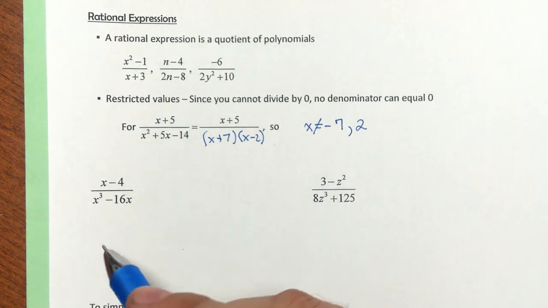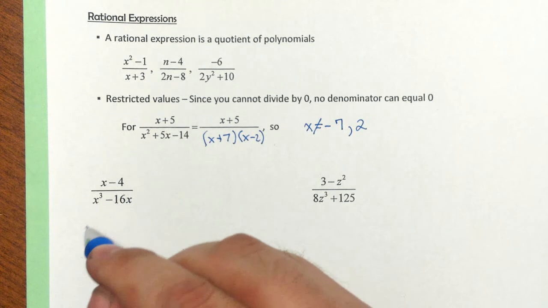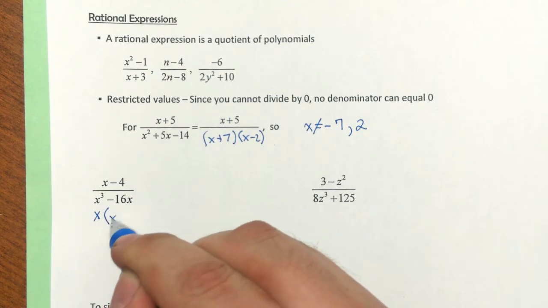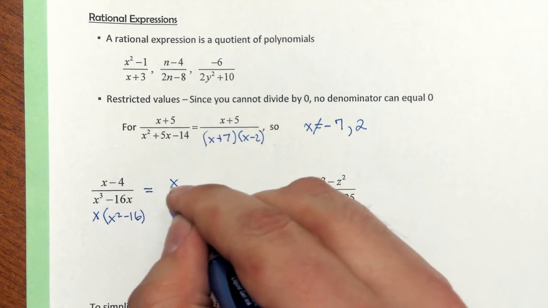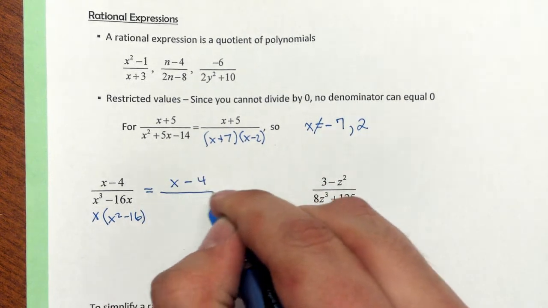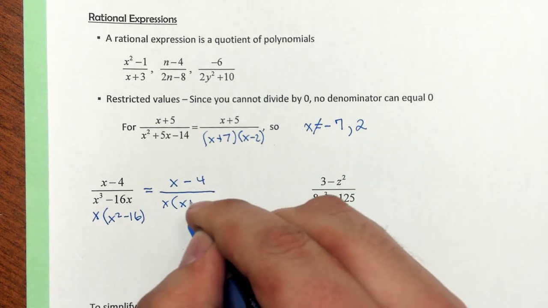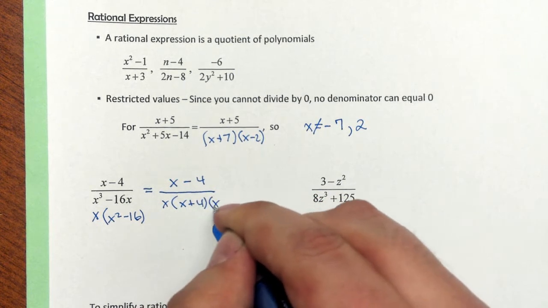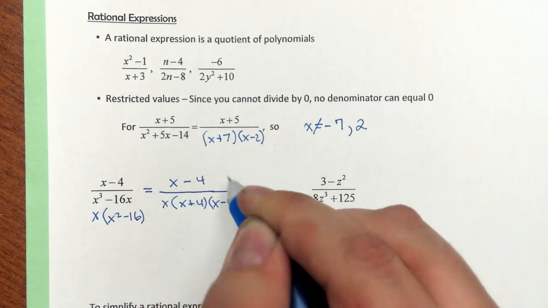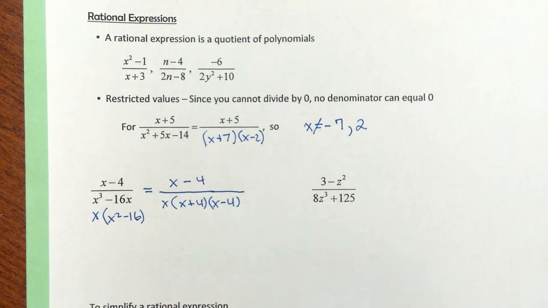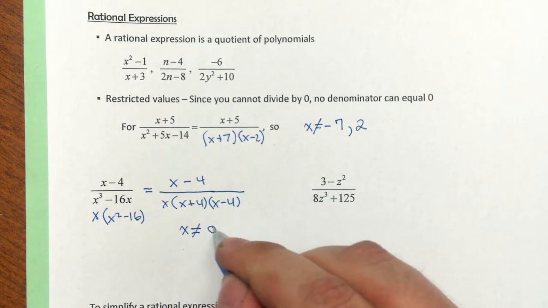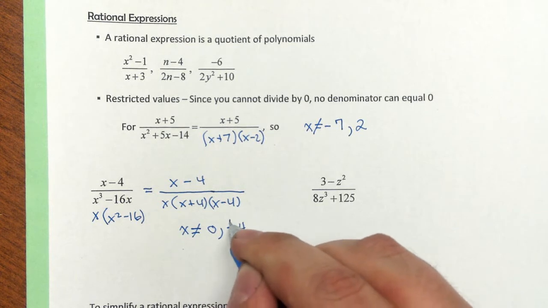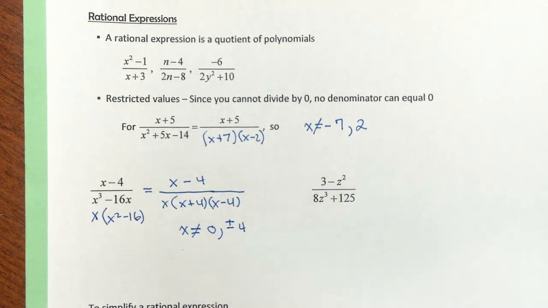Let's take a look at some more examples. x minus 4 over x cubed minus 16x. If I factor out an x down here, I can see that this is x times x squared minus 16. So what I can write is that this is x minus 4 over x times x plus 4, x minus 4. So if I look at those three distinct factors in the denominator, I can see what restrictions I have. x cannot equal 0, negative 4, or positive 4. So I can just write plus or minus 4.